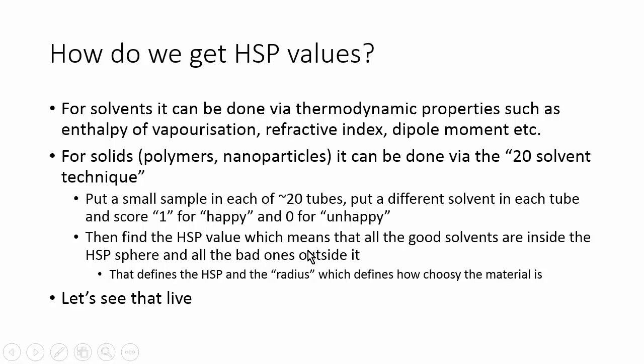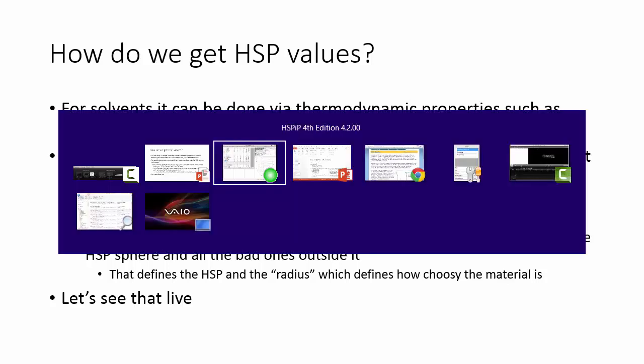And once you've got this list of solvents, you find the HSP value, which means that all the good solvents are inside a sphere centered on the HSP of that material, and all the bad ones are outside it. So that defines the HSP and the radius, which shows how choosy the material is. This will all make sense when I go live.